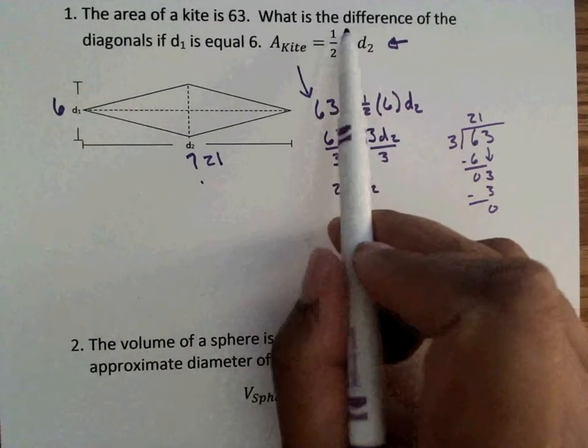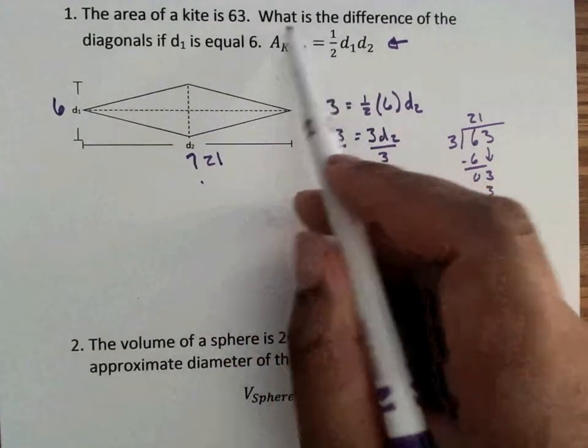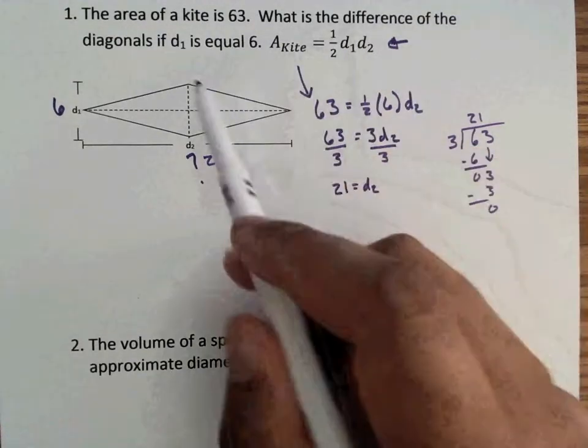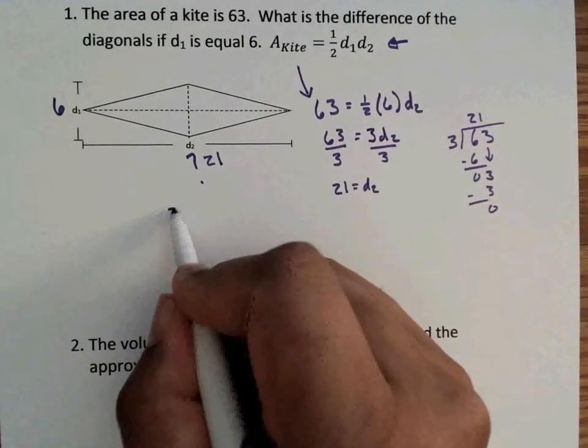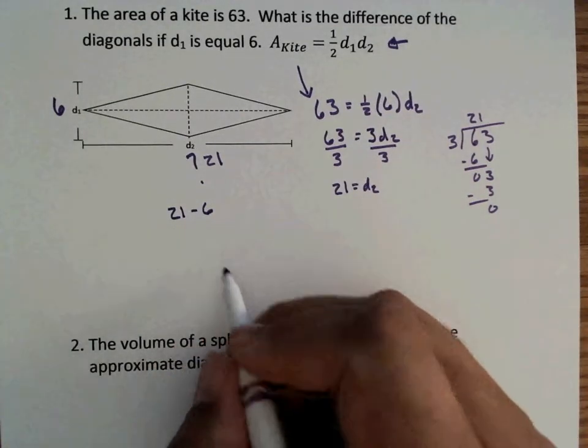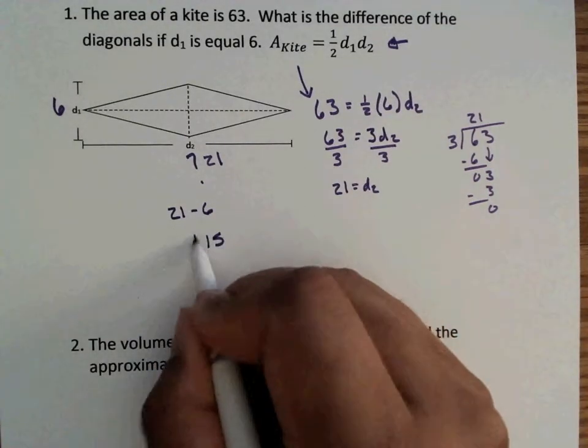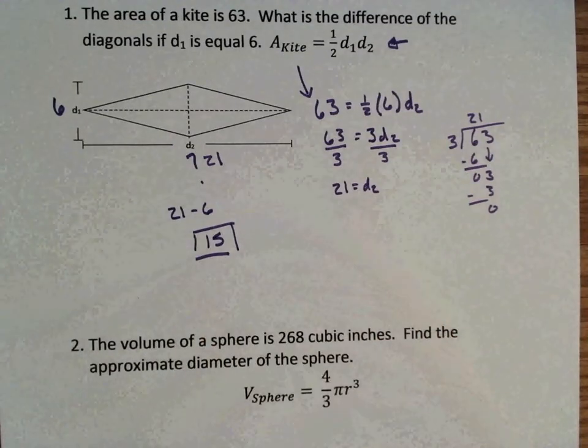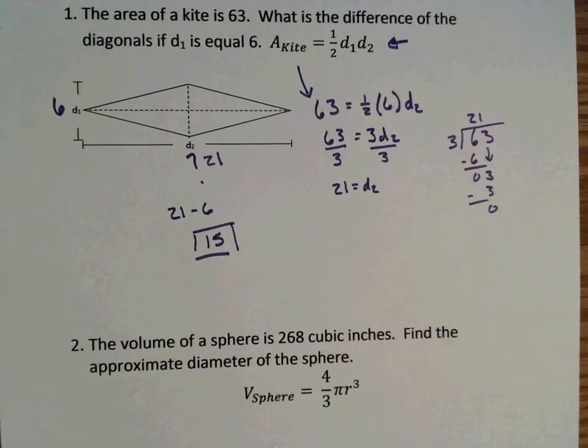So now we can find the difference of the diagonals, right? Because that's what the actual question is asking. What is the difference of the diagonals? So we can subtract 21 minus 6. When we subtract 21 minus 6, we get 15. So our answer would be 15. So let's do one more.